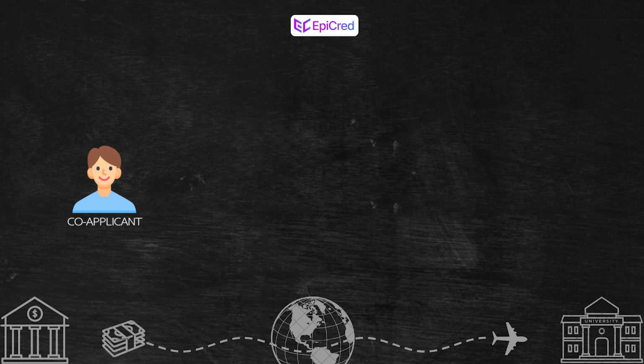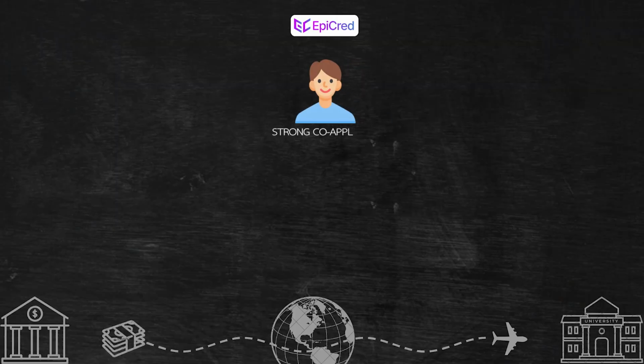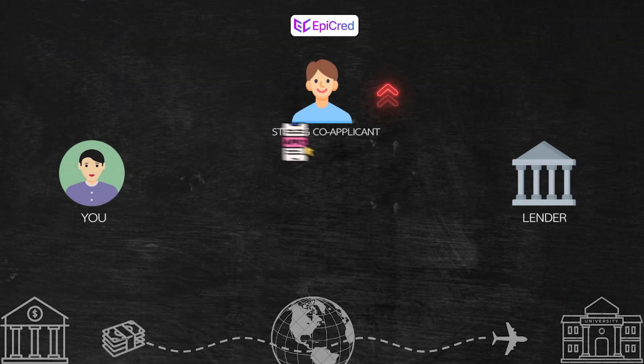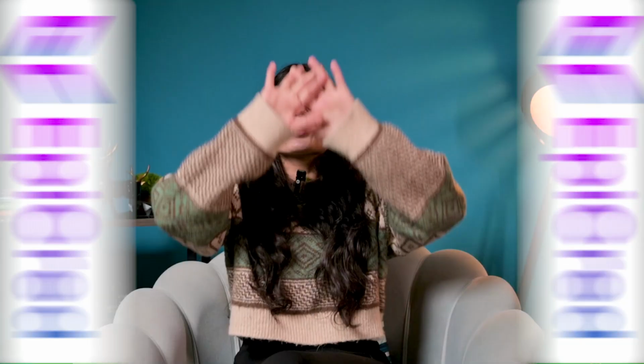And for the co-applicant, as they play a crucial role in the loan process, the co-applicant shares the responsibility of repaying the loan, which is why it's important to choose someone with a stable income and a good credit score. A strong co-applicant can significantly increase your chances of loan approval and help you secure more favorable loan terms such as lower interest rates. So that covers everything you need to know about the documents required for an education loan, whether you are studying in India or abroad.